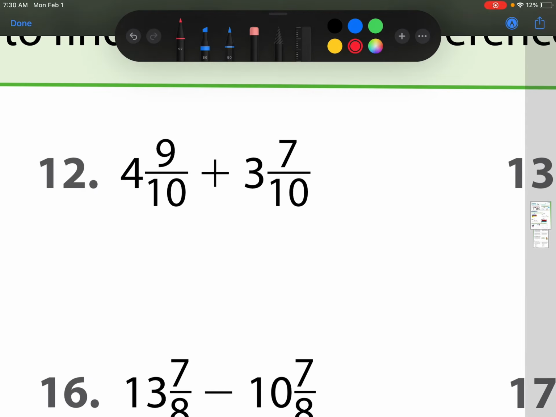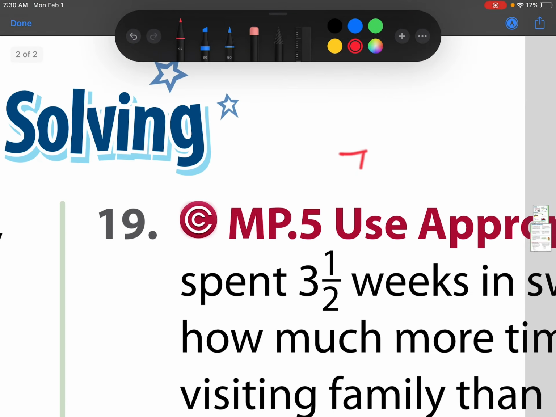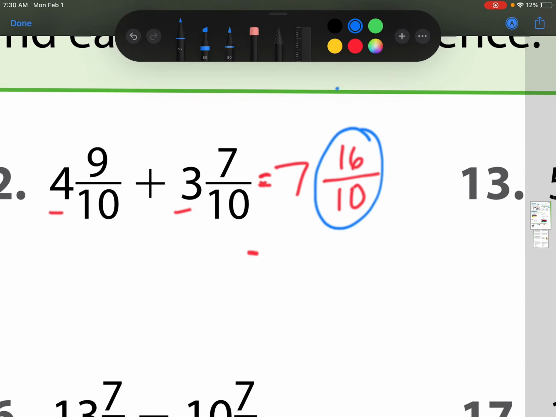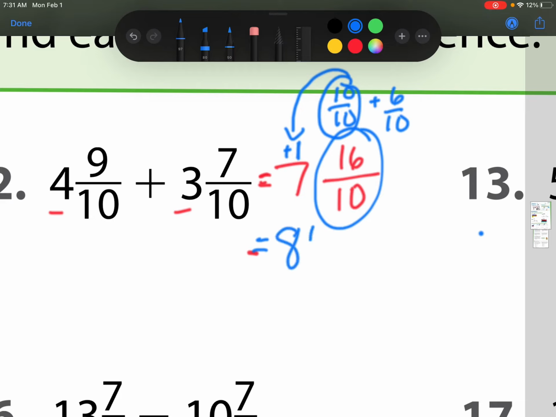Now off to number 12. Let's try this one also without that model. See if we can get that pattern so we're ready for tomorrow's lesson. 9 plus 7 is 16 over 10. 4 plus 3 is 7. And notice we have some wholes hidden here. So we're going to take out 10/10, which would leave us with 6/10 left over. And that 10/10 we regroup. We're trading this 1 whole over here. So what do we have? Well, we would have 8 wholes and 6/10 left over.